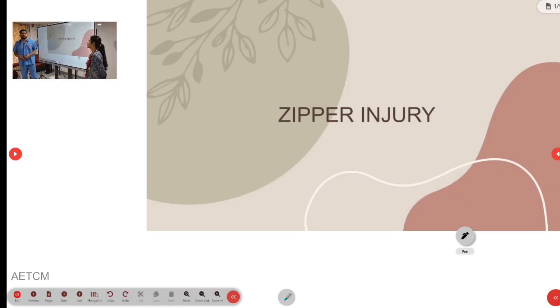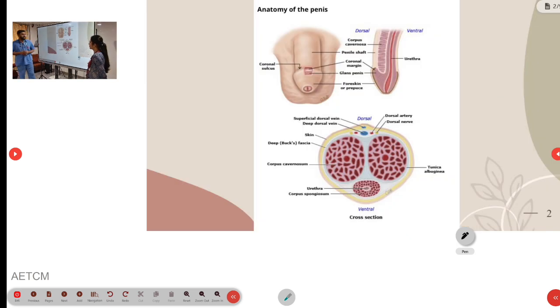So today I will be discussing zipper injury, which is one of the most common presentations in the ER, especially in the pediatric age group. Coming to the anatomy of the penis, the most common site where zipper injury occurs is at the foreskin, the prepuce. This is where the zipper gets stuck, mostly seen in uncircumcised pediatric patients. It can also involve the glans penis or the shaft in other rare cases.